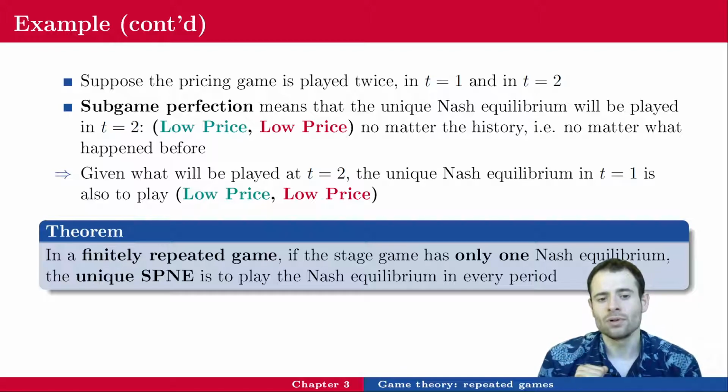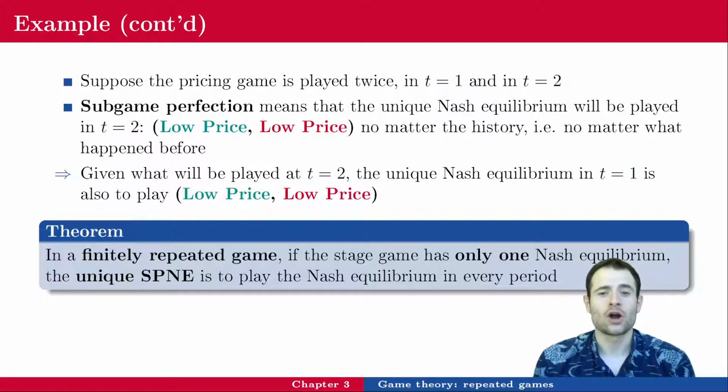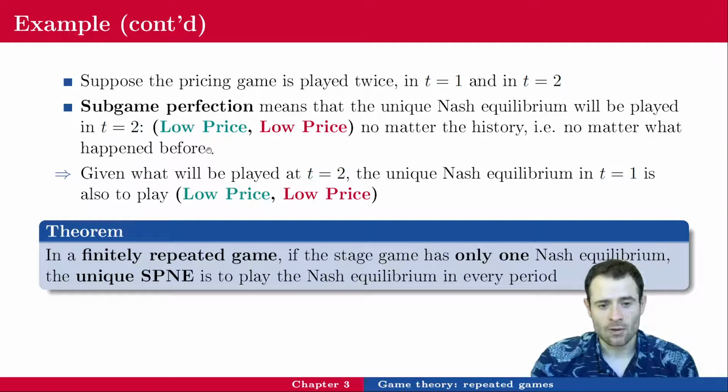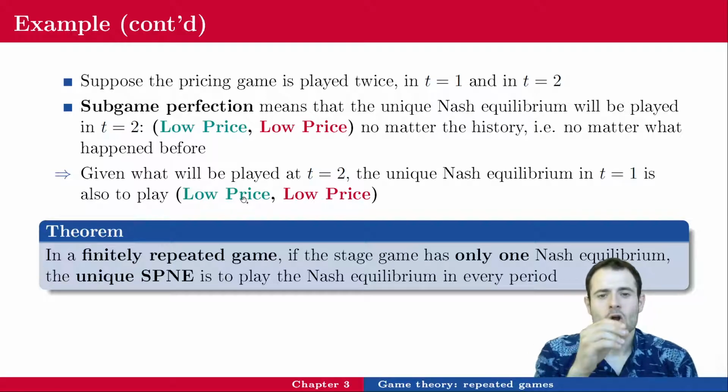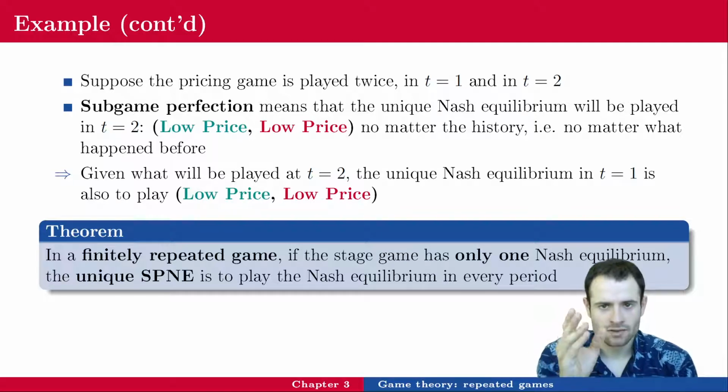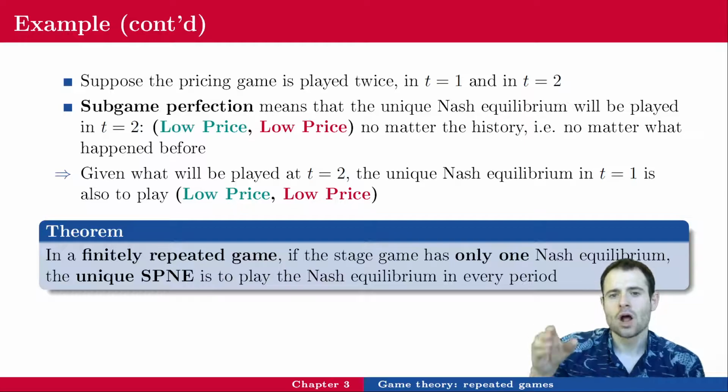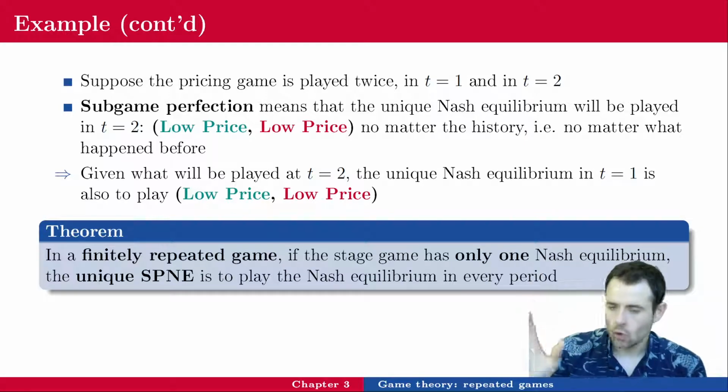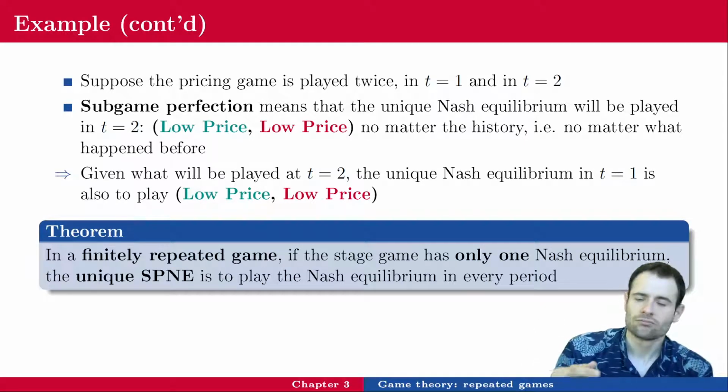In this example, if you have to write down the Nash equilibrium, that would be low price regardless, low price regardless, because they both play low price no matter what happened before. Or you could write it as low price regardless for firm 1, and for firm 2, low price in the first period, low price regardless in the second period. That would also be valid.